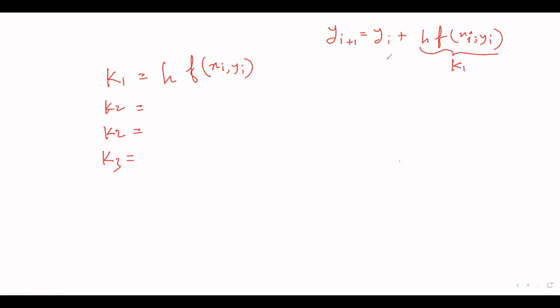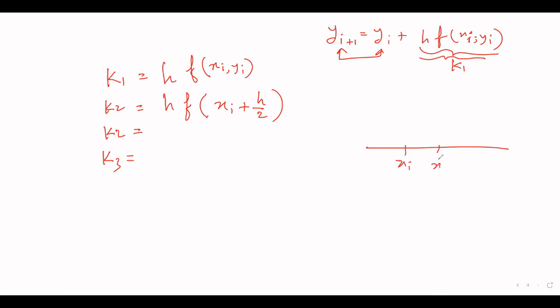So k1 is in a sense the increment in y when you move from xi to xi plus 1, to the next point. So this is the value of the increment of y in a sense. k2 is h times f of xi. Now we go to the next midpoint. So this is xi, this is xi plus h by 2, the midpoint, and this is xi plus h, which is xi plus 1. We just need these 3 grid points and nothing else. So let's just draw this only.